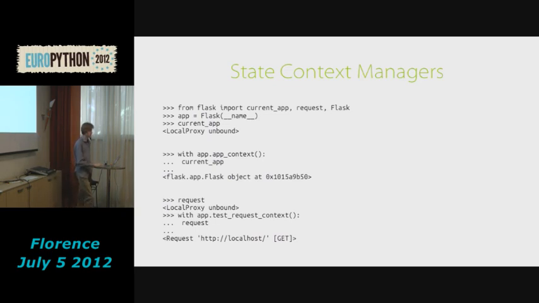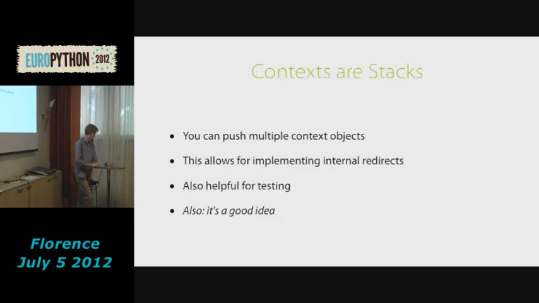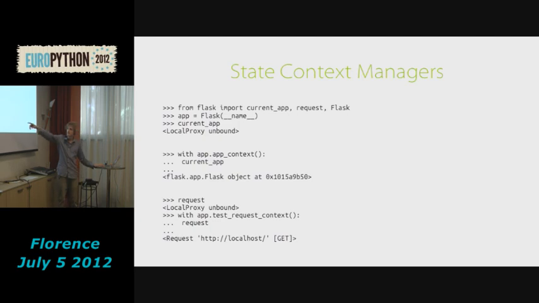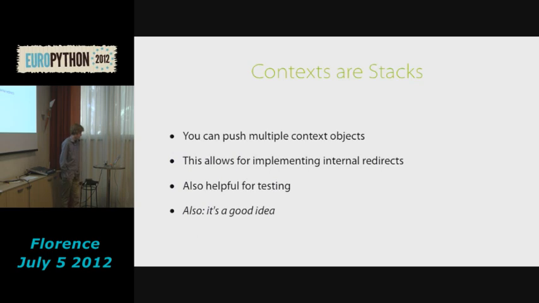So why is this useful? First of all, these context objects are actually stacks. So you can nest them. If you go back to that example, you can nest multiple of those inside each other. You could do a with app context, and then inside the with statement, you could do work on a different application if you want.